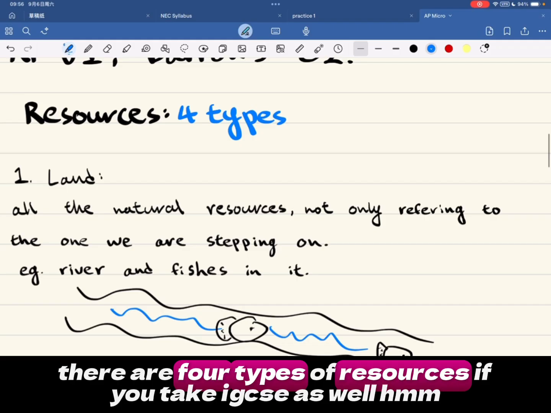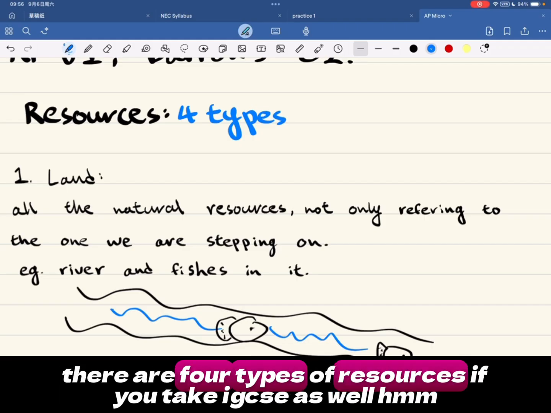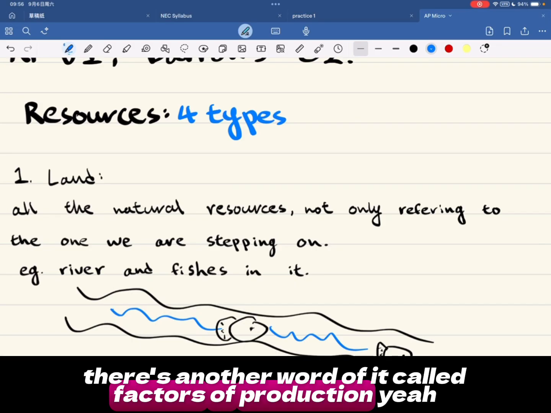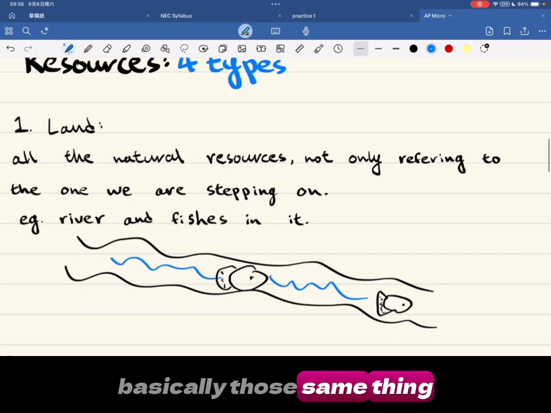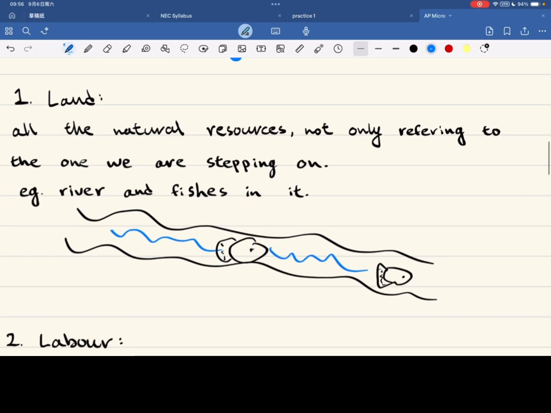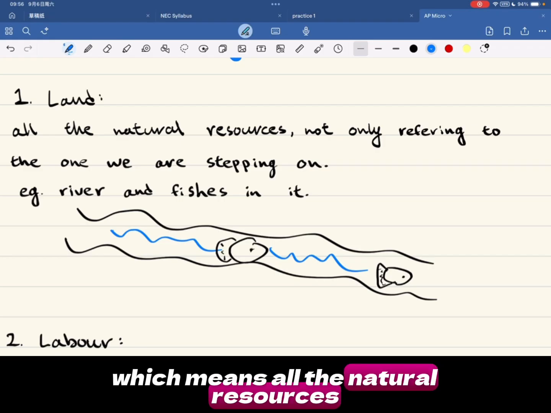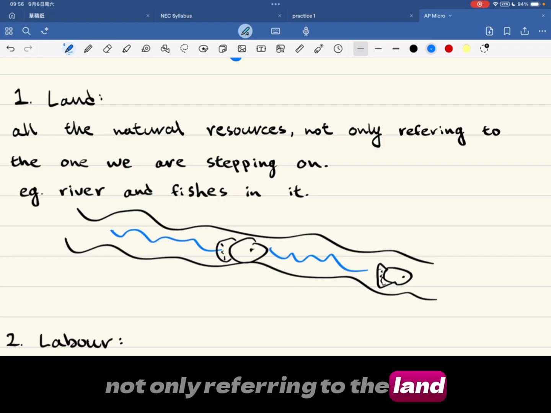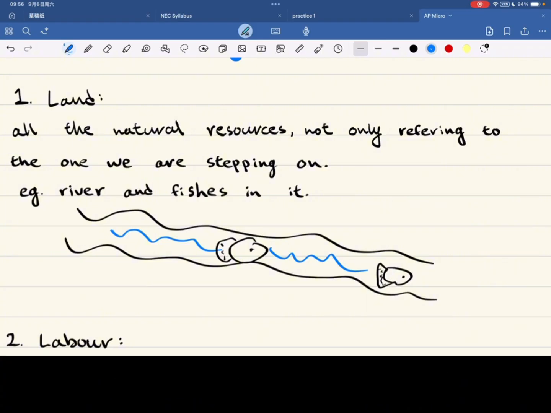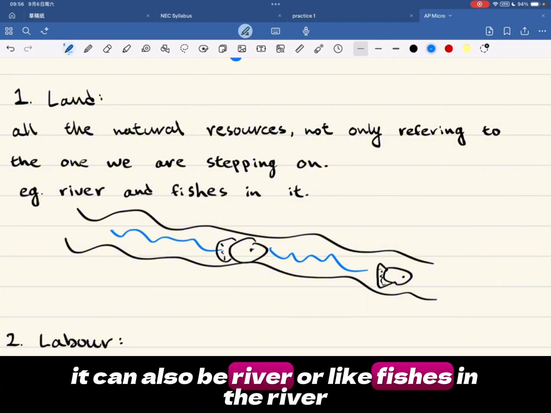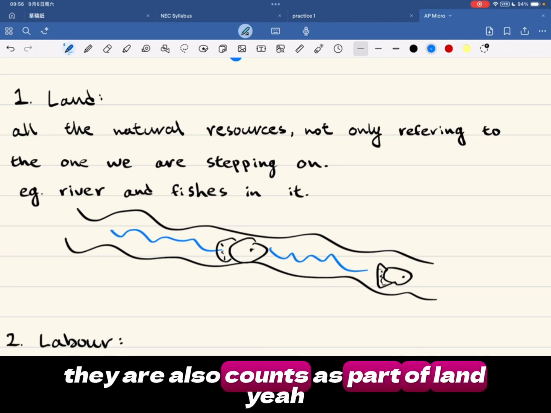So basically, there are 4 types of resources. If you take IGCSE as well, there's another word for it called factors of production. Yeah, basically the same thing. So the first one is land, which means all the natural resources, not only referring to the land we are stepping on. It can also be a river or fishes in the river. They also count as part of land.